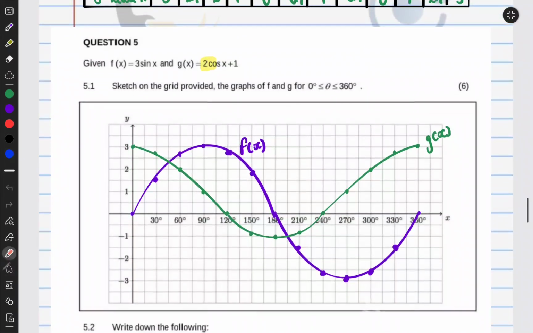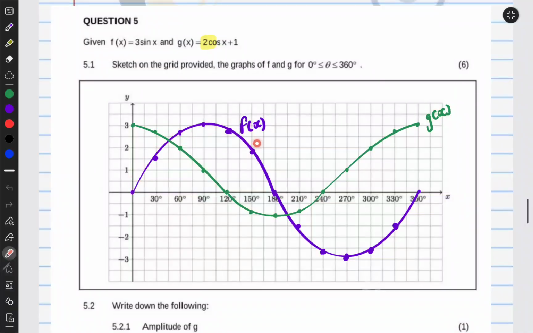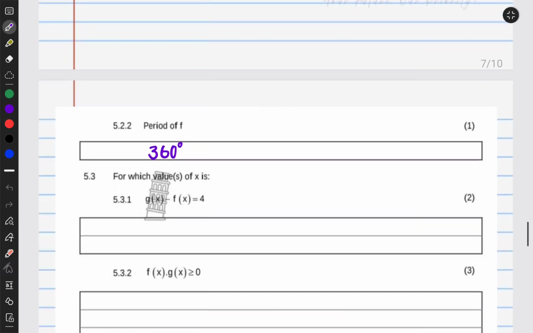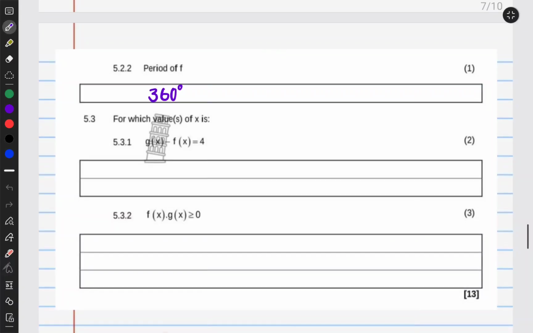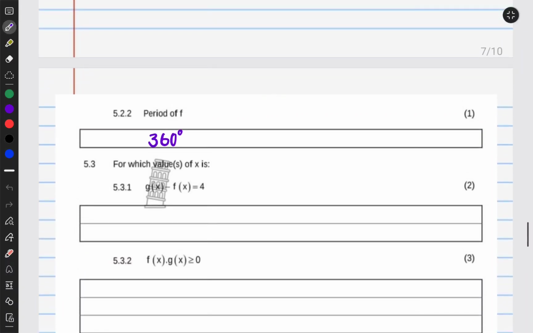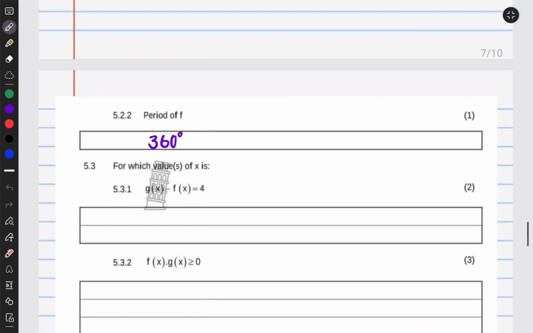This is a sine function and a cos function. It takes 360 degrees for one cycle to be completed. So the period is going to be 360 degrees. So we come here, we put 360 degrees. And then next, 5.3, for which values of x is g at x minus f at x equal to 4?